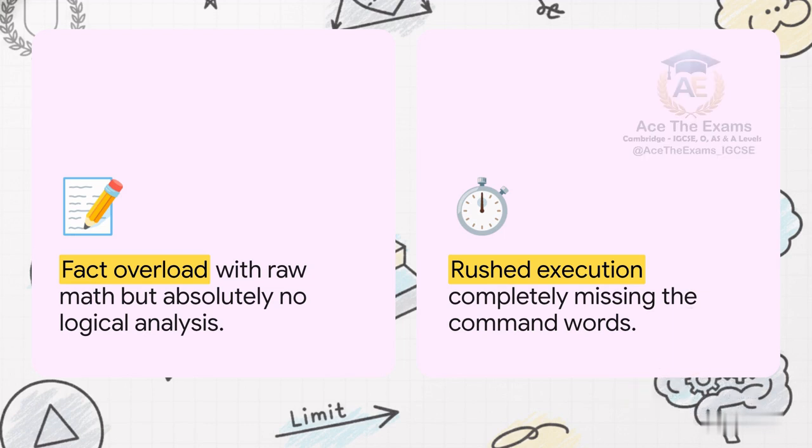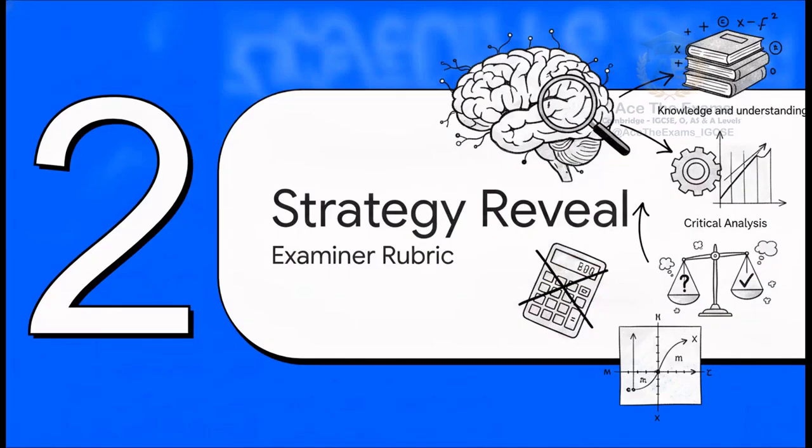Sam completely ignored the command word discriminate, failing to perform the second derivative test altogether to prove if it was a maximum or a minimum. Both of these approaches totally fail to demonstrate the systematic analysis and evidence-based reasoning that the Cambridge syllabus demands. They leave so many marks on the table just because they don't treat the math as a cohesive argument. Which brings us to Section 2, the strategy reveal.